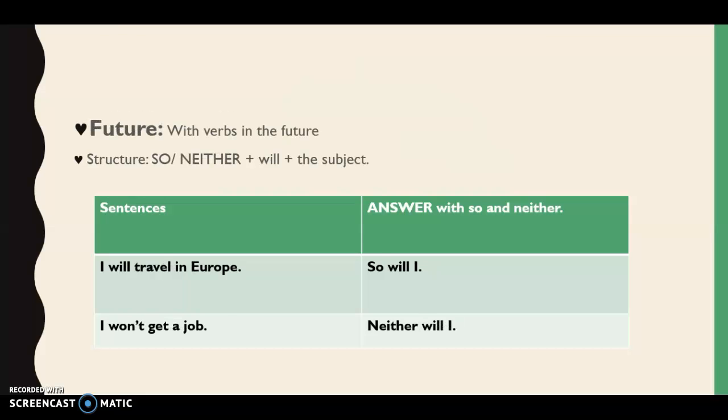Okay, with future, with verbs in the future, we say "so" or "neither" plus "will" plus the subject. For example, "I will travel in Europe." "So will we." In the negative sentence, we say "I won't get a job." The negative answer is "Neither will I." Okay?